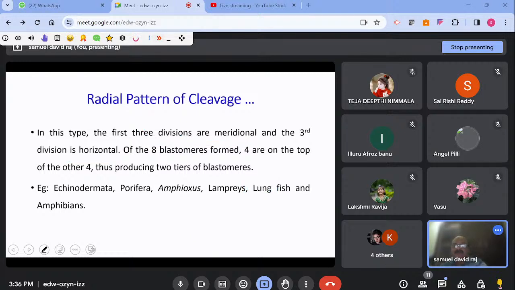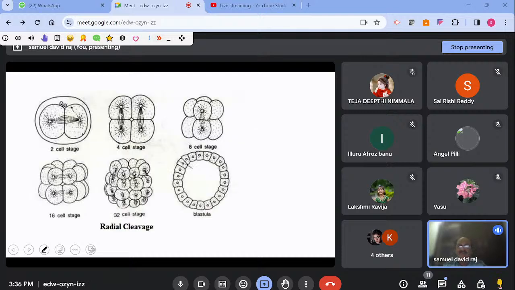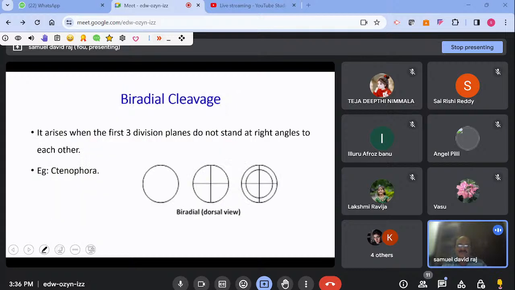And this is seen in echinoderms, poriferans, amphioxus, lampreys, lungfishes, and amphibians. This is how it looks: 2 cell stage, 4 cell stage, 8 cell stage. Whatever the stage, all the cells are said to be equal in size. Even in the 16 cell stage and 32 cell stage, all the cells are equal in size up to the formation of morula and blastula.